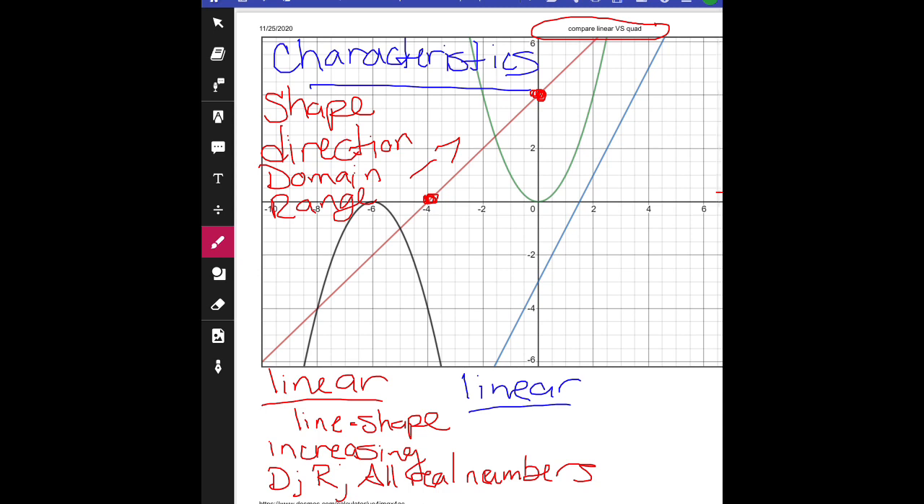The x-intercept is this point right here. So that would be -4, 0. Your y-intercept, okay, would be this point. So this would be 0, 4. Okay, so those are the important details of that linear function. So we're going to go through that again.